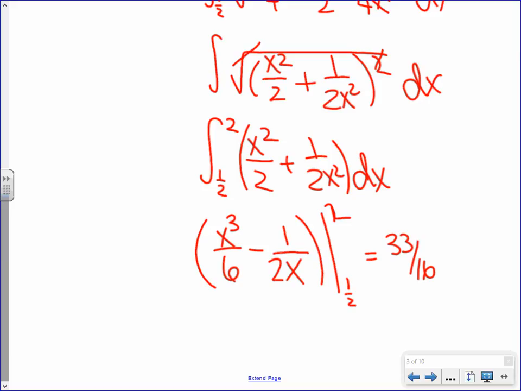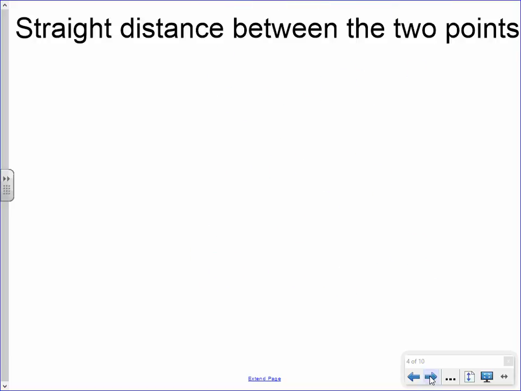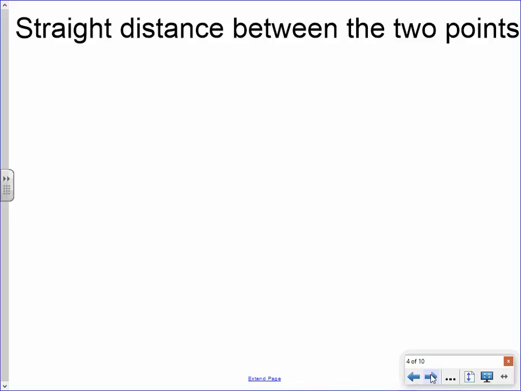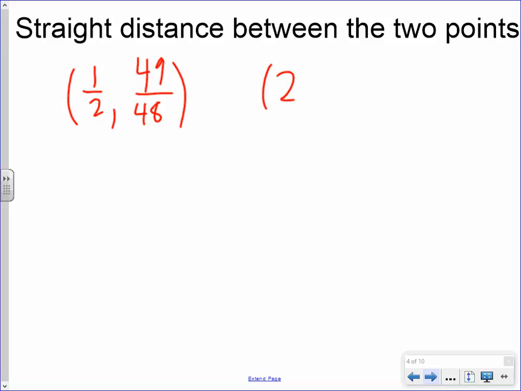Now, what I'd like you to do is get out your calculators, and we're going to talk about the straight line distance between these 2 points. So over here we found the arc length. Now I want the distance between those 2 points using the distance formula. If we plug 1/2 into our equation, our y value is 49/48. And if we plug in 2 to our equation, our y value is 19/12. So I'd like you to take those 2 points and find me the distance between them with the distance formula.